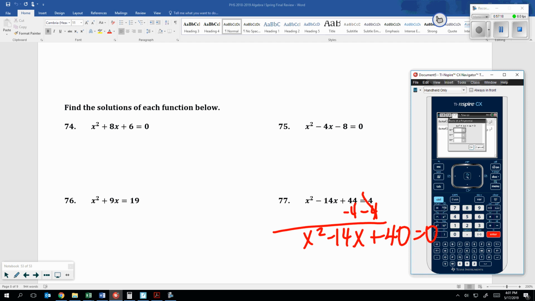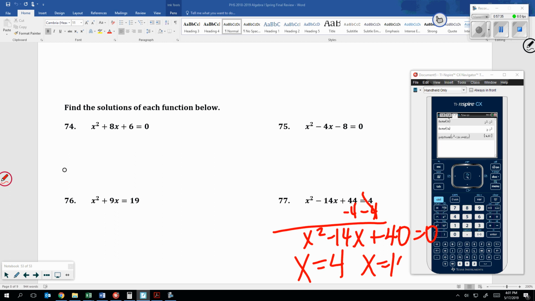So the value in front of x squared is 1. The value in front of x is negative 14. And the value by itself is 40. Push enter and I get that x equals 4 and x equals 10. Okay? So that's how you do those 4. Now last page.